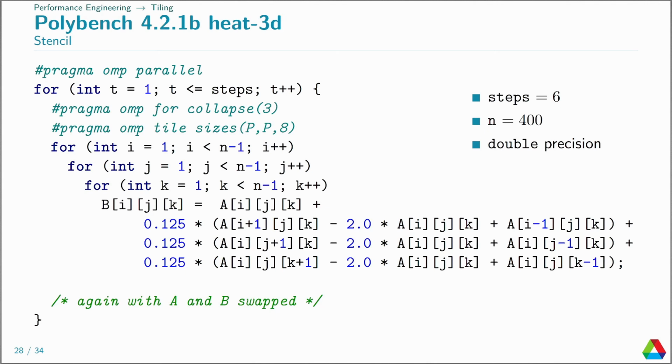So this is a rectangular tile with a quadratic part, T times T, and tile size 8 in the innermost dimension. We also apply collapse 3 when parallelizing it. So the three outermost, the floor loops, can be executed in parallel and not just the outermost loop, which would be generated from the I loop, which would significantly interfere with the possibility to parallelize this.